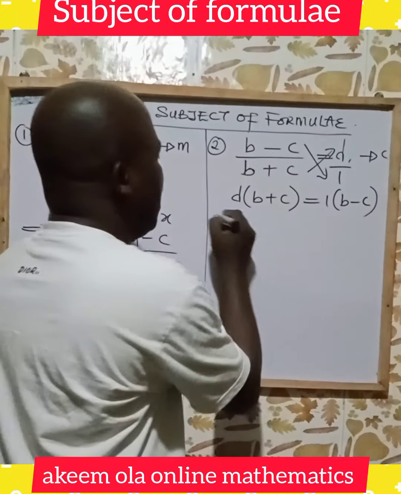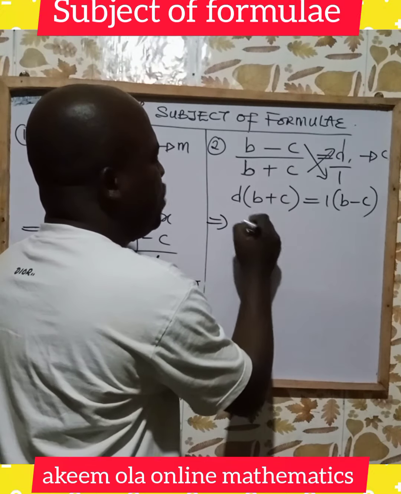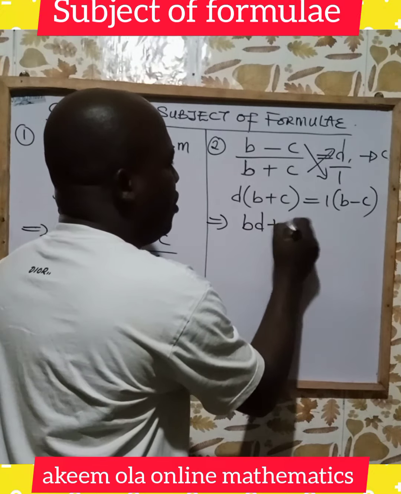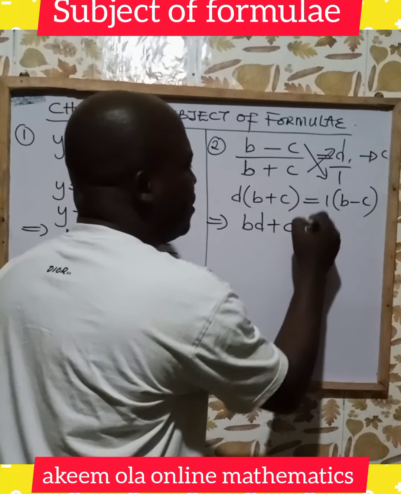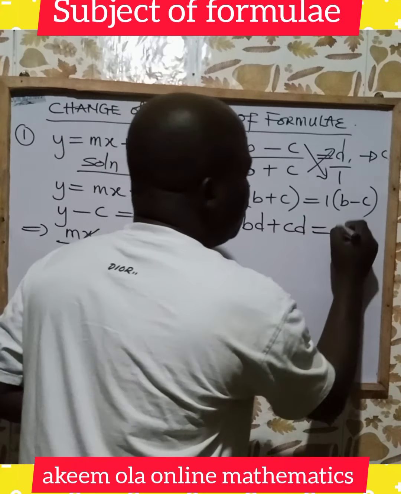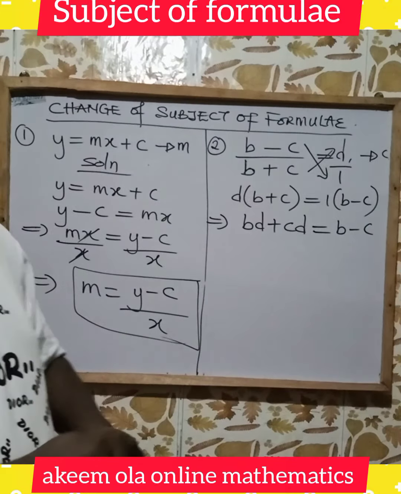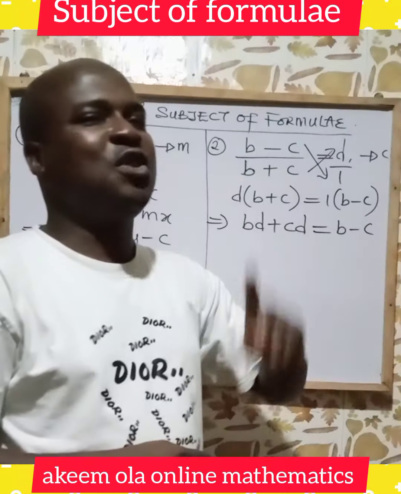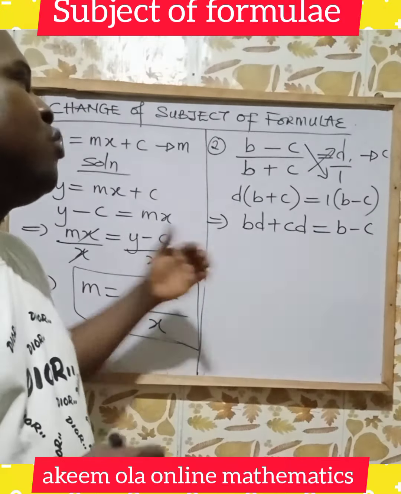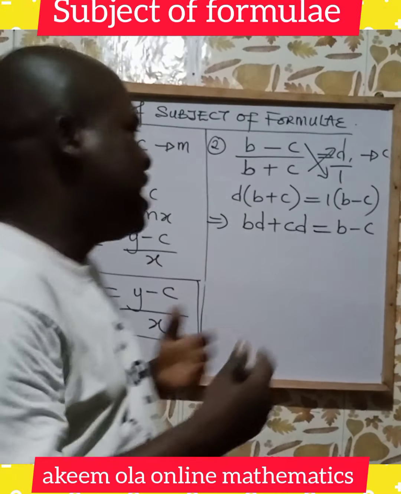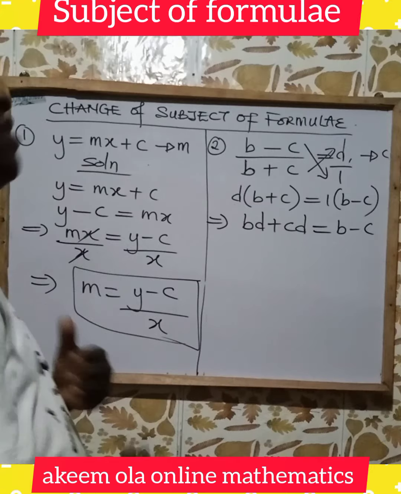That means we are going to have D times B will give us BD, plus D times C will give us CD, is now equal to B minus C. Don't forget, we are told to make C the subject of formula. That means C will be equal to every other. Let's try and bring C to this side.